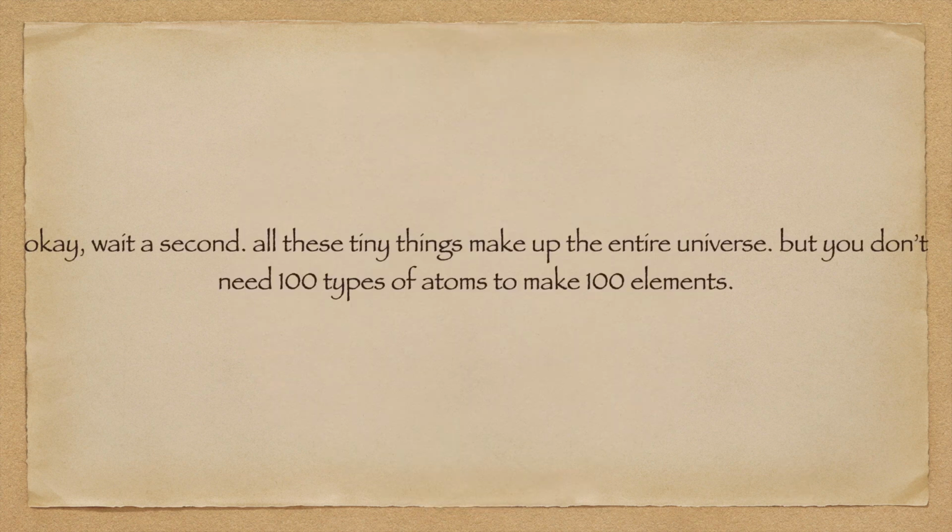Okay, wait a second. If all these tiny things make up the entire universe, but you don't need 100 types of atoms to make 100 elements. For example, just put one proton and one electron together, you get hydrogen. Right? You get hydrogen. Yes, you get hydrogen.